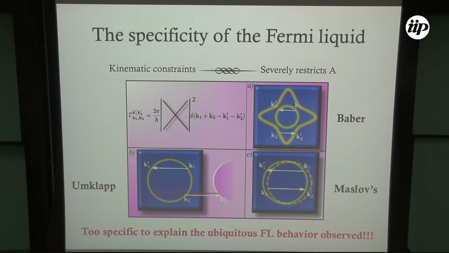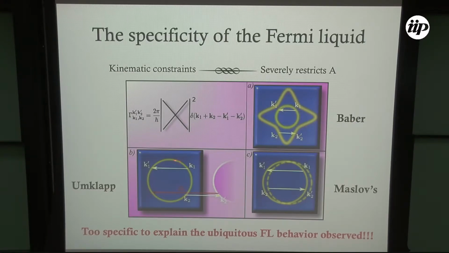This is a problem if you want to calculate the Fermi liquid coefficient A. And the problem is the following. You have to calculate using Fermi's golden rule, 2 pi over h bar, matrix element squared, but there is a delta function here of momentum conservation. So you are in a tight spot. You can have three possible scattering channels that give you non-zero A. The so-called Baber mechanism, but for that you need two different Fermi surfaces with different effective masses.